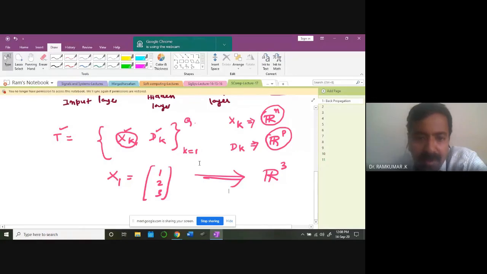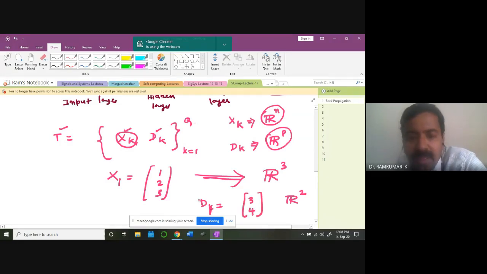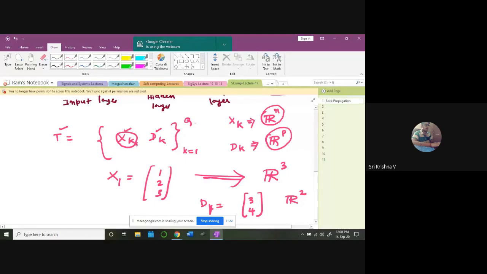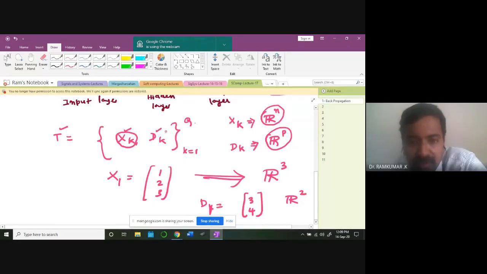Then like that, how many patterns do you have? Can you tell me how many patterns we have, by looking at this notation? DK, for example, can belong to a 2-dimensional space. The output can be 3, 4. This may be D1, for example. Like that, how many patterns do we have in this data set? Anyone? 3, sir. No. Carefully look at the data.